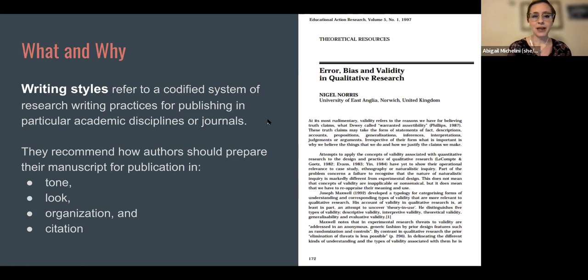And so depending on the discipline, you're going to use a different type of style, and it does affect the tone, the look, the organization, and the citation. So it's more than just the citation, it's the way that the paper is written in general.